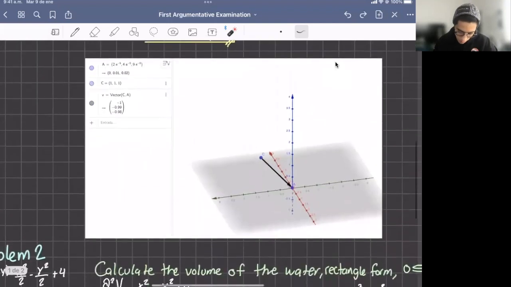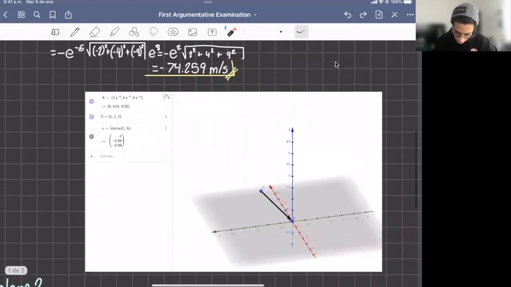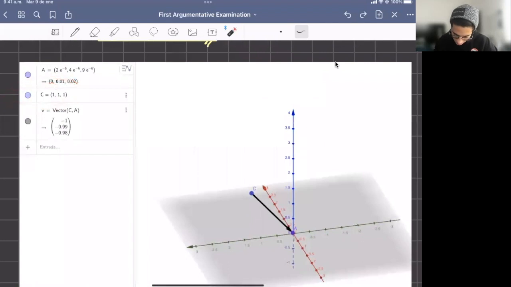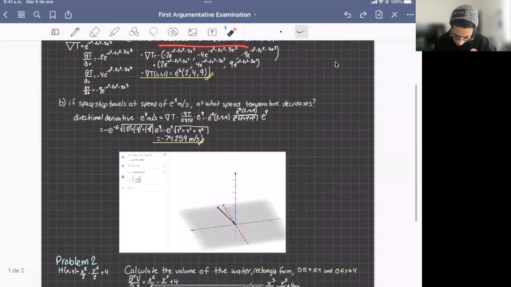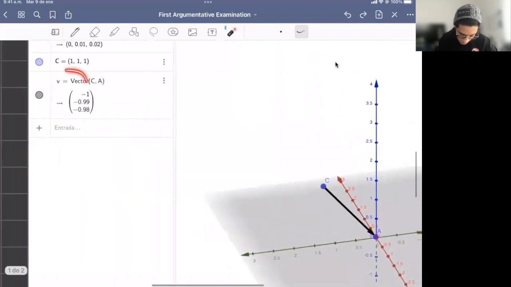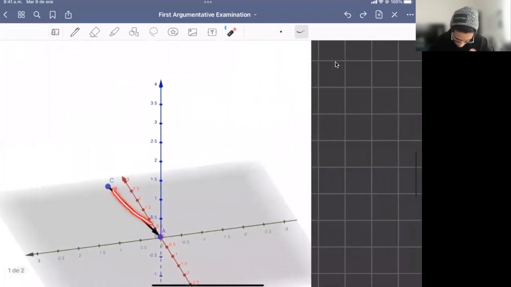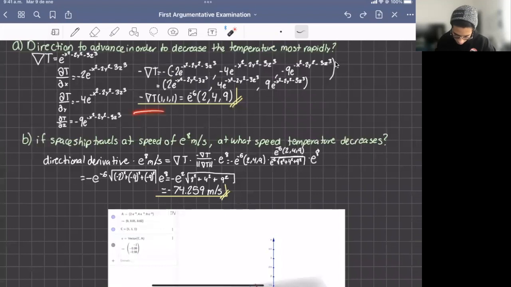In GeoGebra, we express these 2 equations with the points C and A. Here, C is where the spaceship is located, and A is where it has to go in order to decrease the temperature. So as we saw in this vector, it points towards negative, as we obtained in these 2 results.